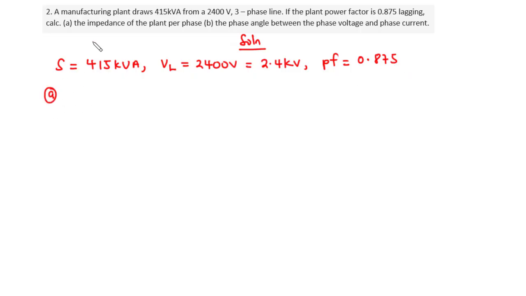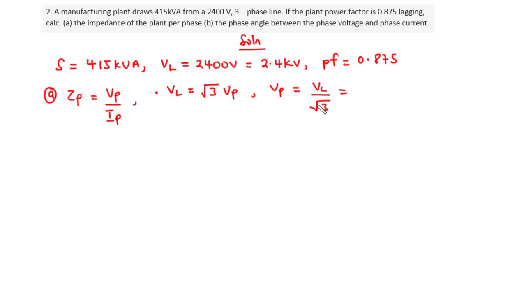Now A, we are asked to find the impedance of the plant per phase. So the impedance per phase, which is given as ZP, is equal to the phase voltage divided by the phase current. So we first of all need to find the phase voltage as well as the phase current. Now in this type of question, we are not told the configuration of the plant. If that happens in the question, you should realize that you have a star configuration. So whenever the configuration is not mentioned, then we consider that to be a star configuration. Now in a star configuration, we know that the line voltage is given as square root of 3 times the phase voltage. So if you want to find the phase voltage, that is simply the line voltage divided by root 3.